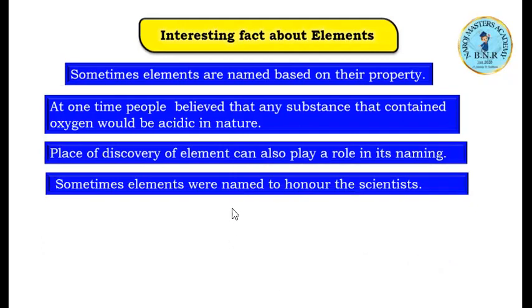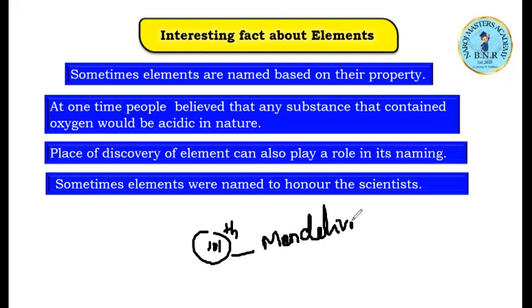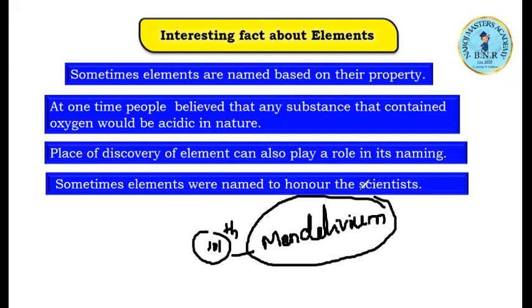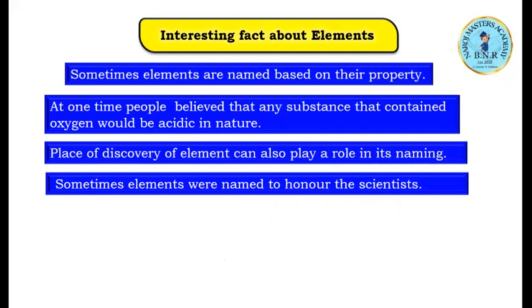Now, sometimes elements were named to honor scientists. It's very simple. The element at position 101 in the periodic table is Mendelevium, based on the scientist Mendeleev. Like that, Einsteinium, Fermium, Rutherfordium and Mendelevium are different elements. What is the position of Mendelevium in the periodic table? 101.